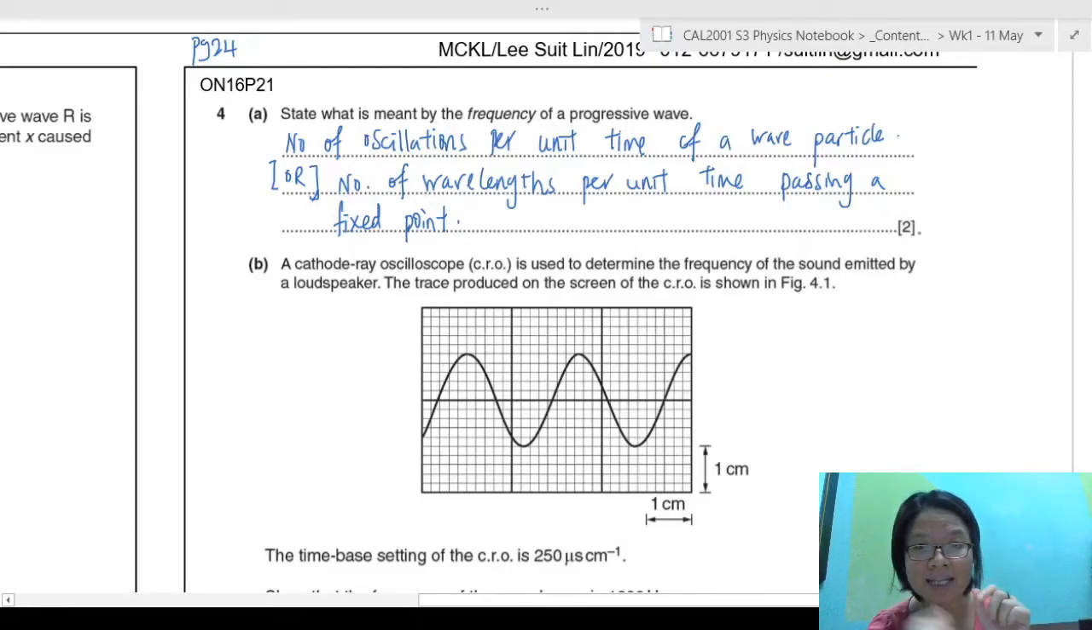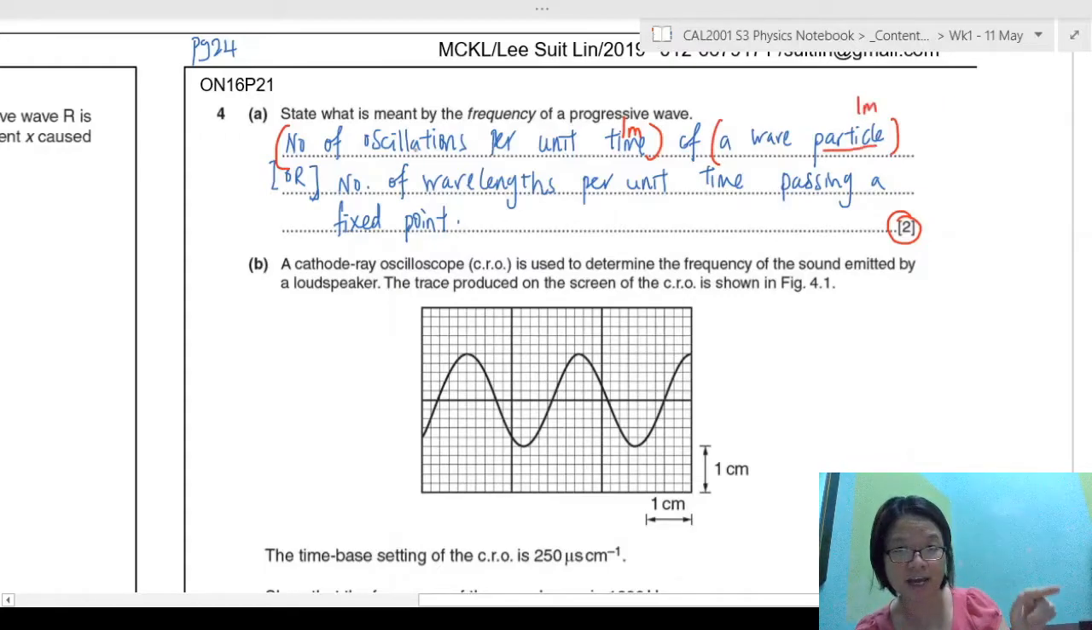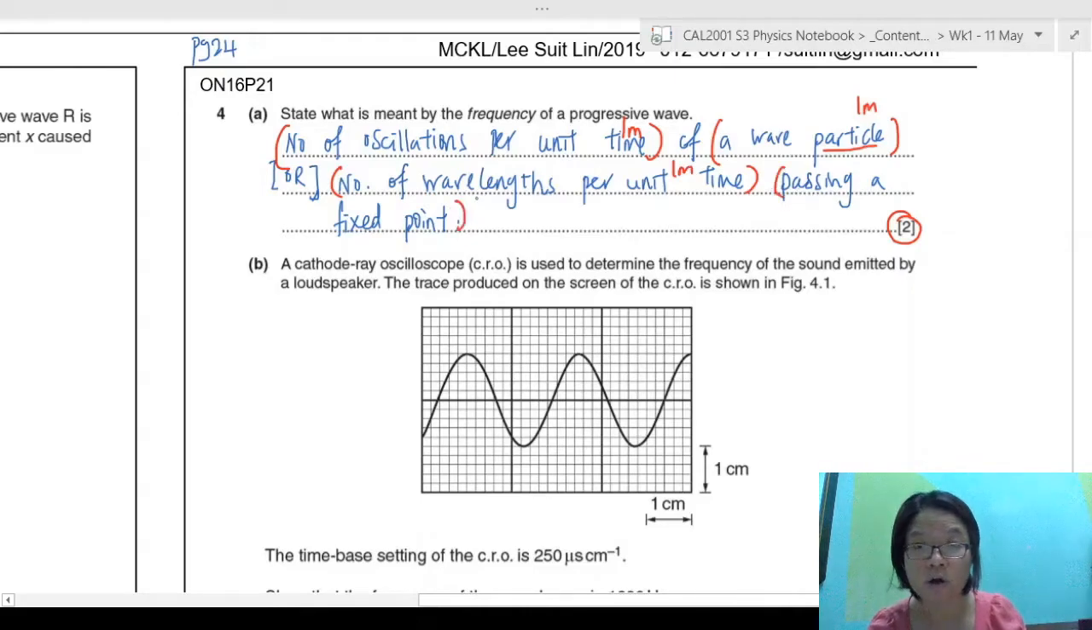So I will highlight where the mark is in a separate color, okay? So number of oscillations per unit time is 1 mark. I've marked your first task. Most of you got this right, but a lot of you didn't mention the wave particle, which is the second mark. Alternatively, you can also say it is the number of wavelengths. Remember the derivation for today's lecture, number of wavelengths per unit time passing a fixed point. So the observer could also be seen as a fixed point.